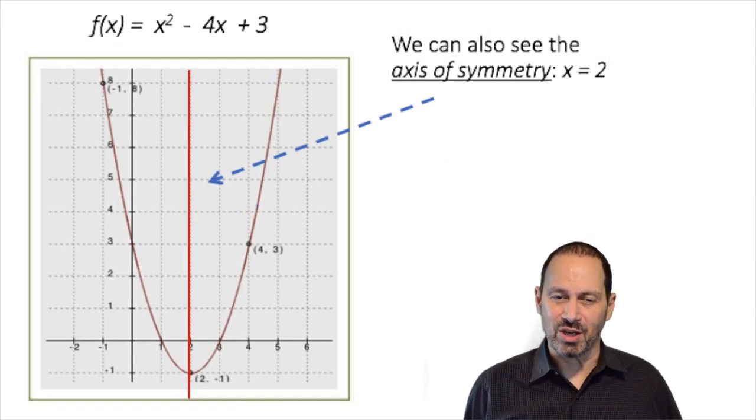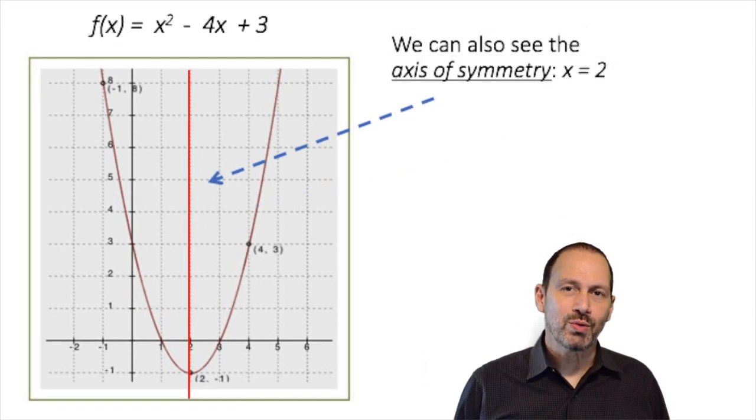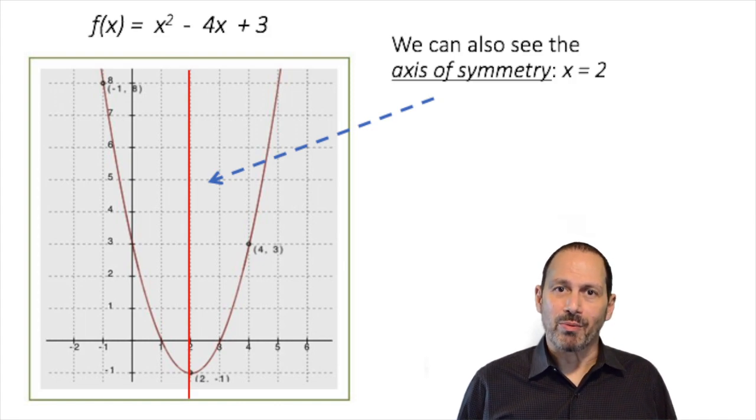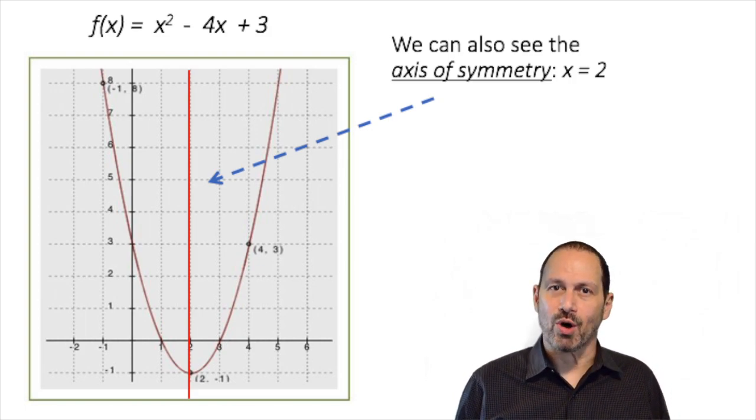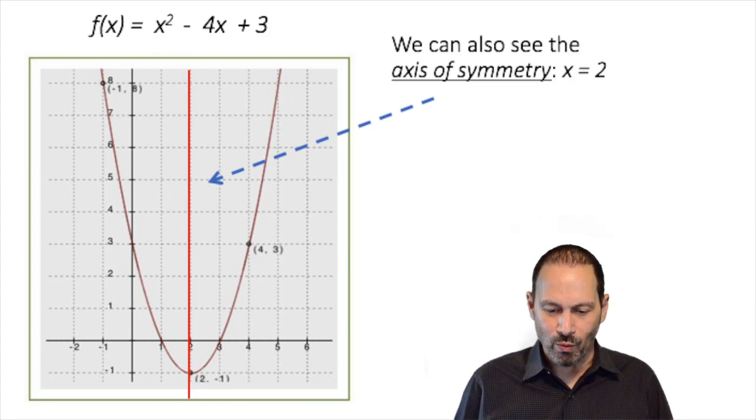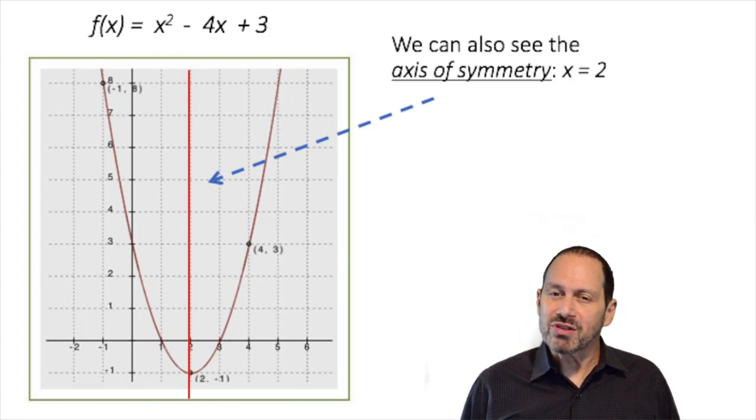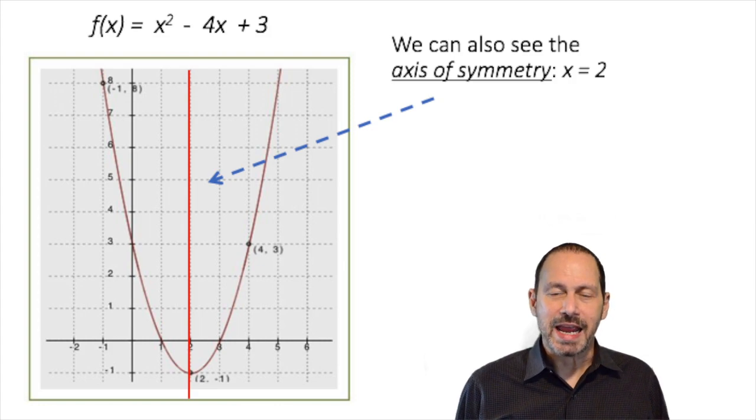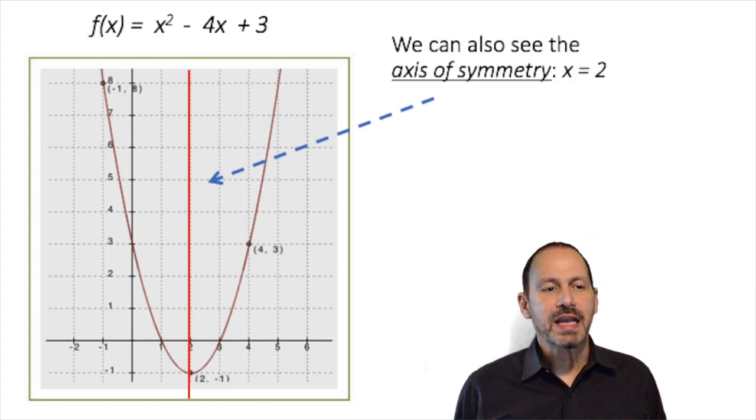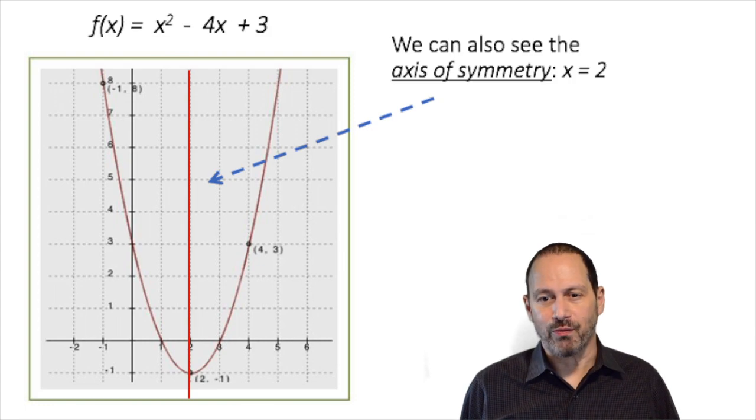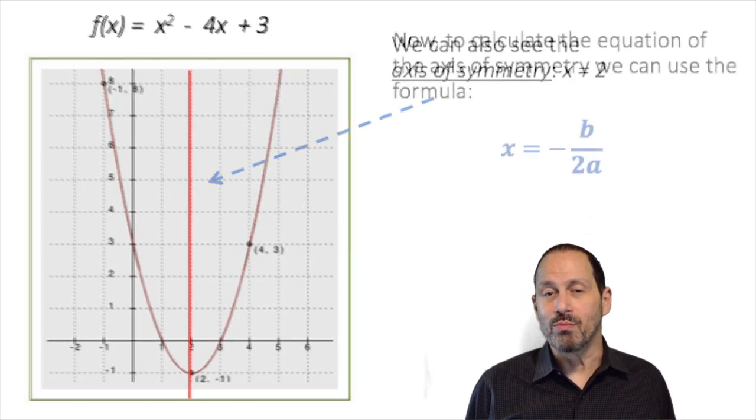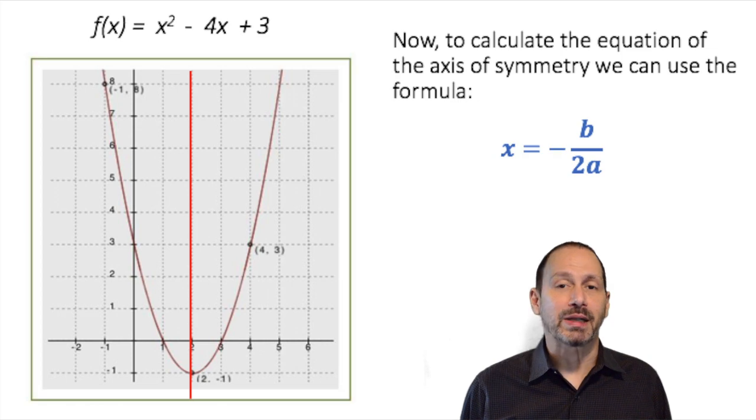Now the axis of symmetry is going to divide the parabola into two equal halves that are the image of one another, that correspond, one side corresponds to the other, almost like a mirror image. Remember that. But it turns out that the axis of symmetry can be calculated by using the formula x is equal to minus b divided by 2a.